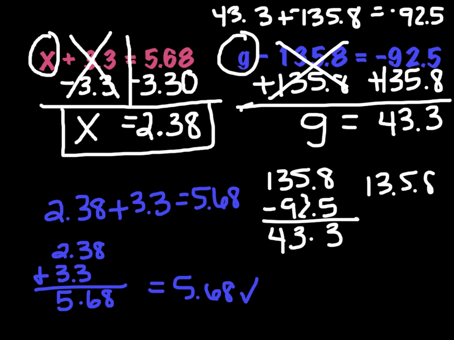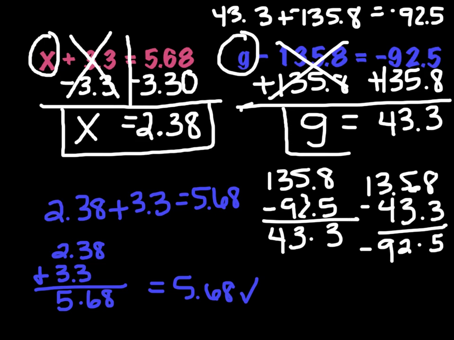135.8. Sorry about that, put the decimal in the wrong spot. 135.8 minus 43.3 is 92.5. And in this case, my higher absolute value, 135.8, is negative. So that would be negative, which is what I started with in my problem. So I know that my solution is correct.